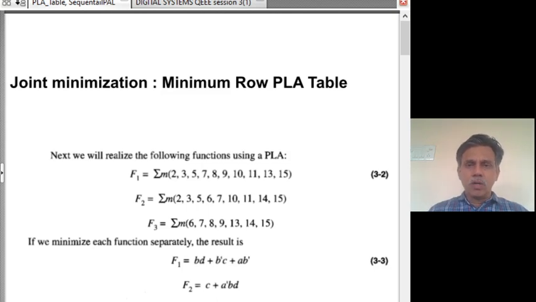Welcome to this course on digital system design. In this lecture, we will look at the programmable logic array design.